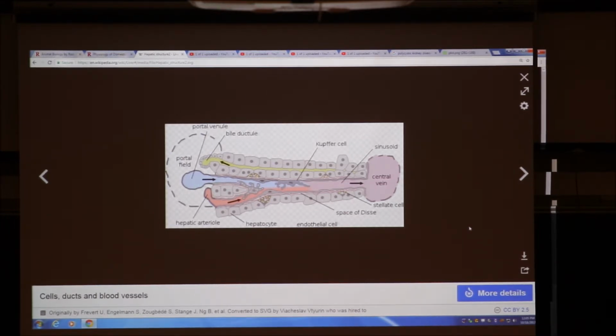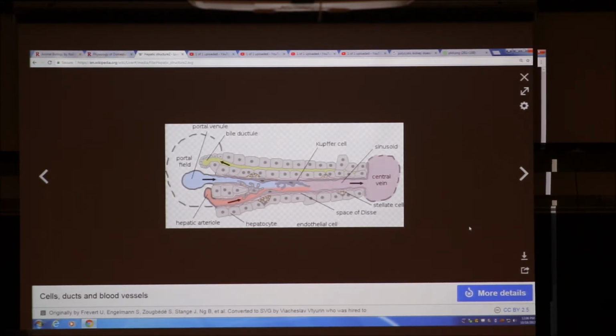Portal venule. Now remember, the second blood vessel that comes in, and it's in the video I'm sure, is the portal vein. And the portal vein is draining what? A vein usually drains something. But now you've got this vein draining something, and it's going into the liver, the intestines. So the portal vein gets broken down into venules, right? Veins.